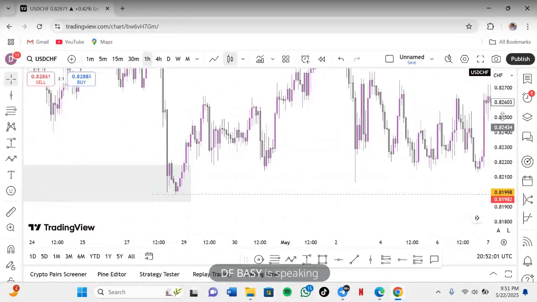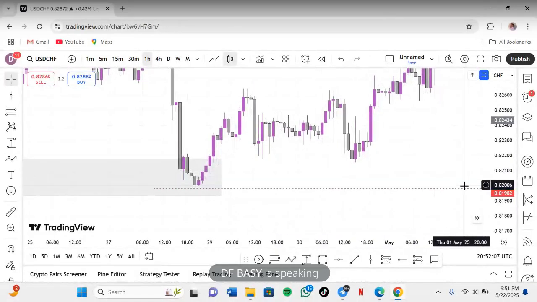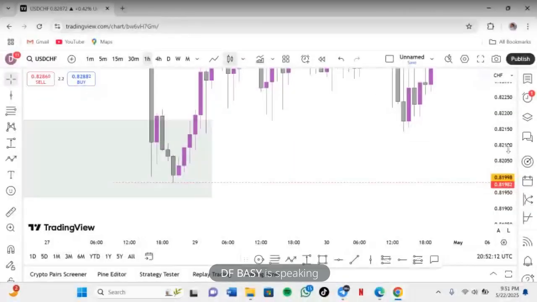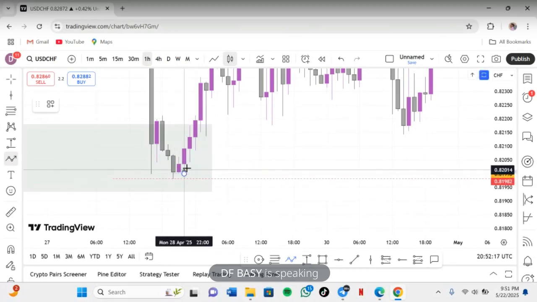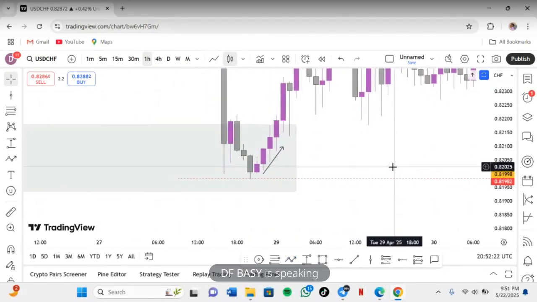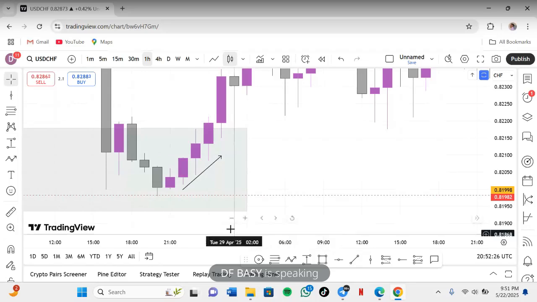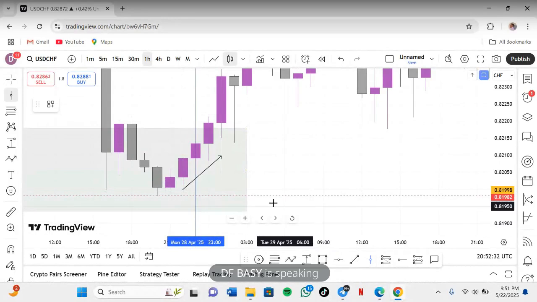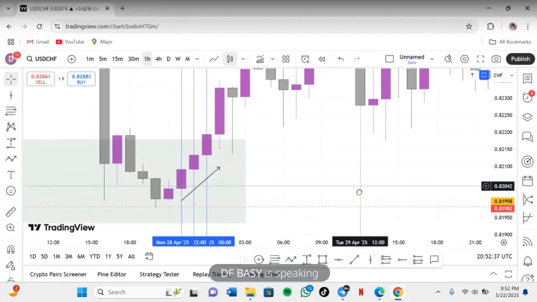Okay, spotted one. It's more of an evening star, but more like a three white soldiers. So you have them here. You see them, right? You have one, you have two, you have three.